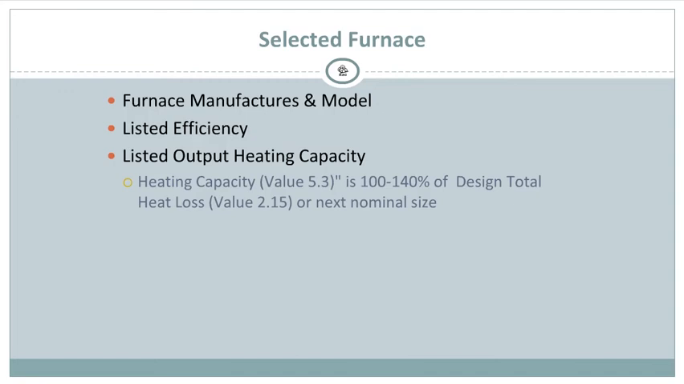Okay, so that's pretty much it on your furnaces. Again, your Manual J is going to tell you the size that you need, and then you're just going to list all the efficiencies, the make, the model, and so on. Again, this is going to go into your binder.